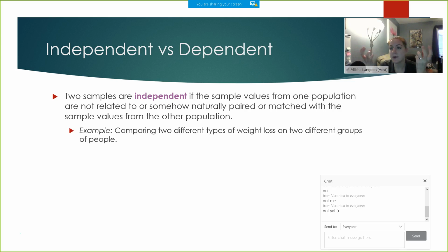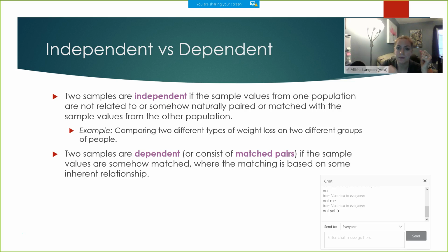For example, if you're trying to do weight loss on 2 different groups of people, maybe one is on a low-fat diet and the other is on a high-fat diet, and you're trying to compare the difference. These are independent because they're different populations, and they're not matched. You're not matching them.